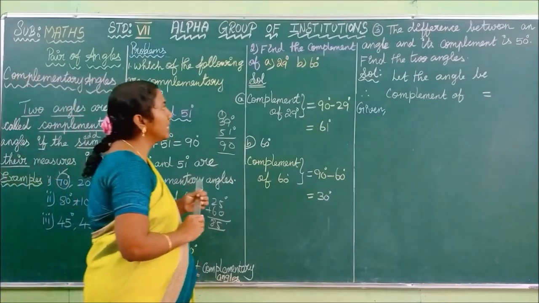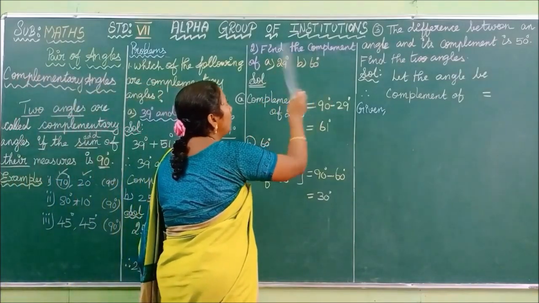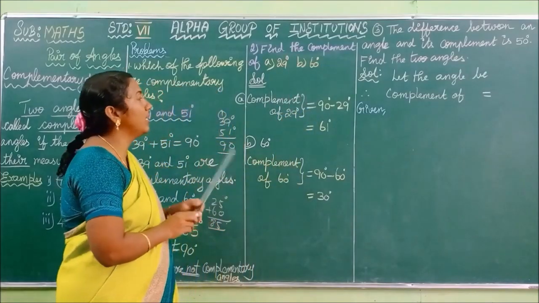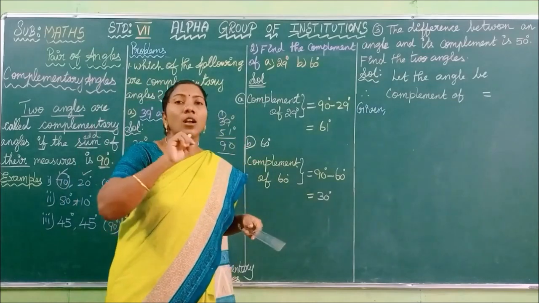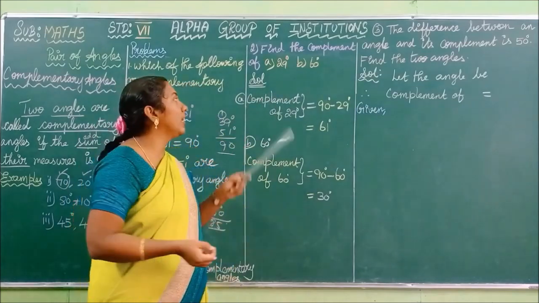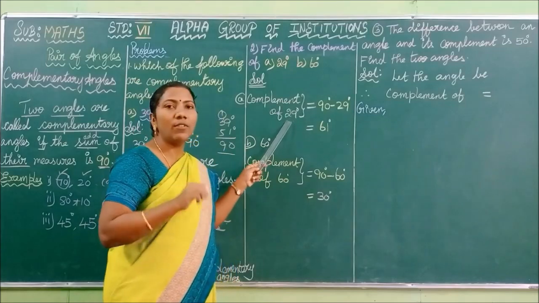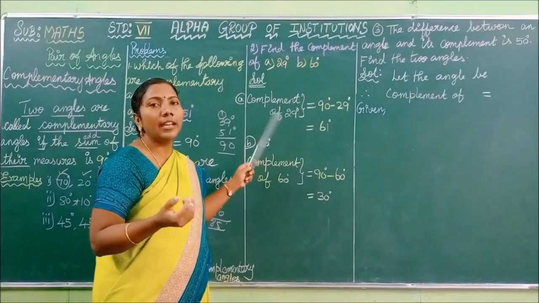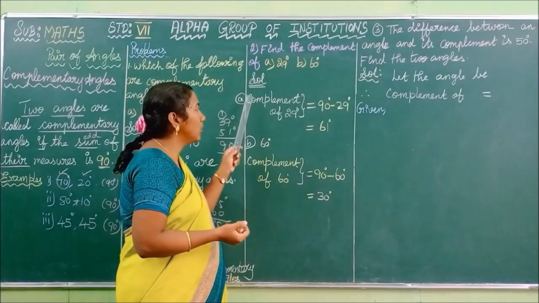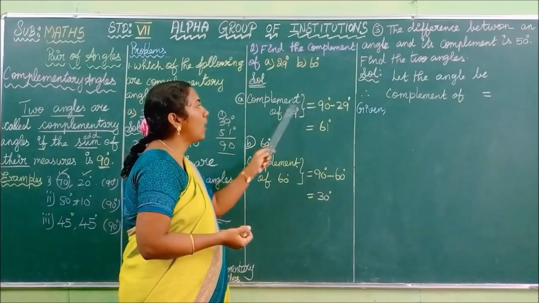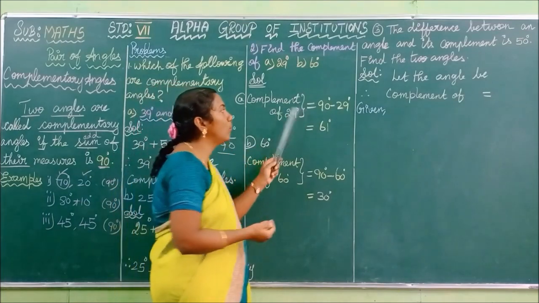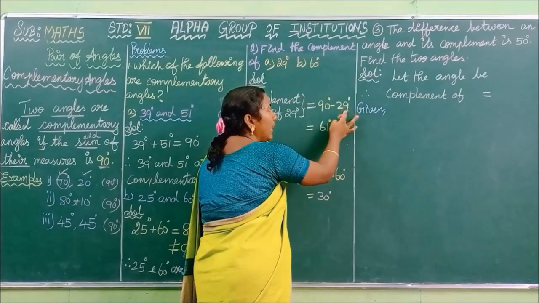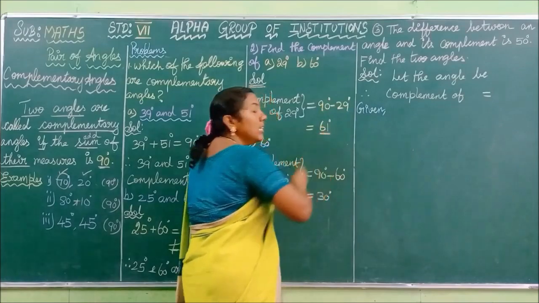Next, see the second sum. Find the complement of 29 degrees and 60 degrees. The first sum is 29 degrees. We have to find the complement of 29 degrees. How can you find the complement of a given angle? By subtracting the given angle from 90 degrees, you can get its complement. See here. In the solution part we have to write complement of 29 degrees is equal to 90 degrees minus 29 degrees. So by subtracting 29 from 90 you get the answer 61 degrees.